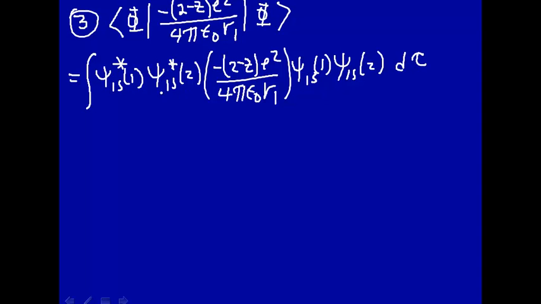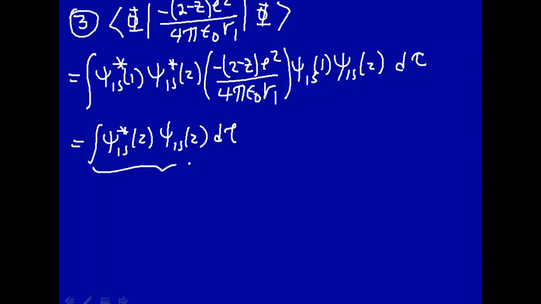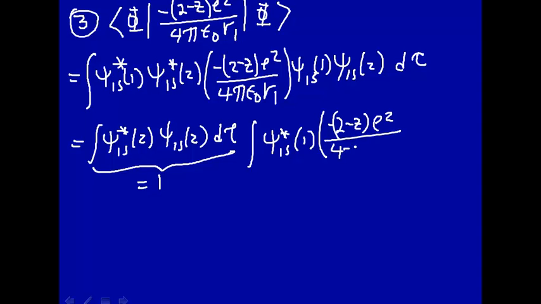integrated over our space d tau. And again, since this only depends on electron 1, we could pull out the wave function for electron 2, which depends only on the coordinates of electron 2: psi 1s star for electron 2 times psi 1s for electron 2, integrated over all space. And lo and behold, if these are normalized, that's equal to 1. And now we have the integral of psi 1s star for electron 1 times the Hamiltonian, minus (2 minus Z) e squared over 4 pi epsilon naught r1, times psi 1s for electron 1, d tau.